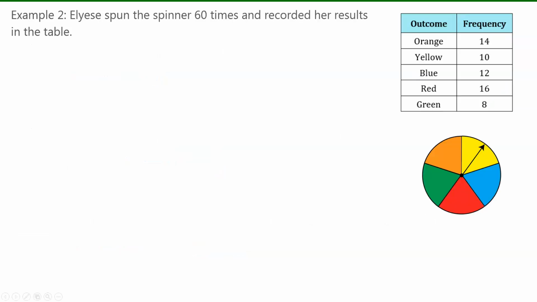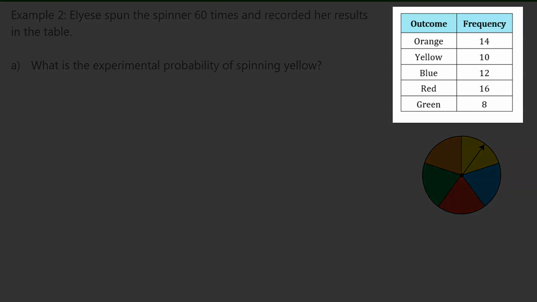Example 2. Elise spun the spinner 60 times and recorded her results in the table. So because she actually completed the experiment, this would be experimental probability. What is the experimental probability of spinning yellow? So I would use the information in the table to determine the experimental probability. So over here I can see she landed on yellow 10 times.